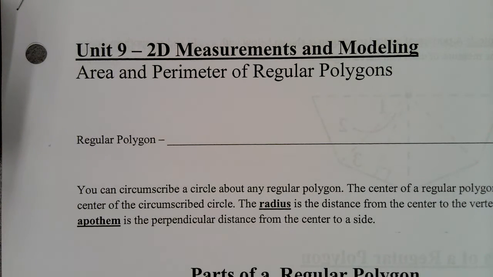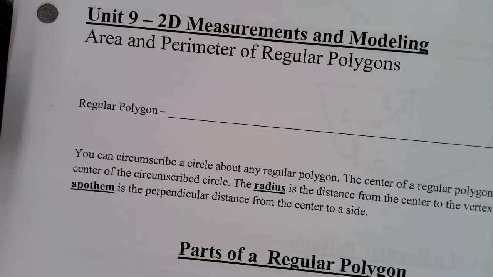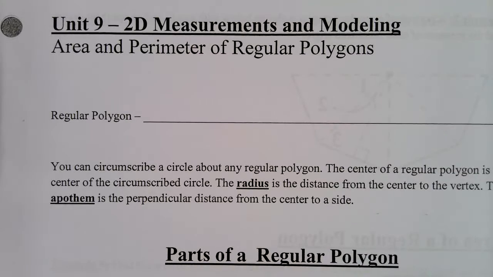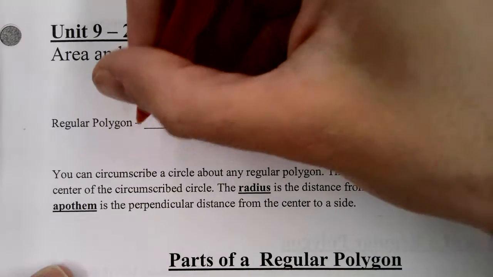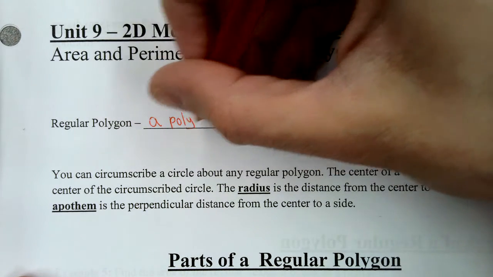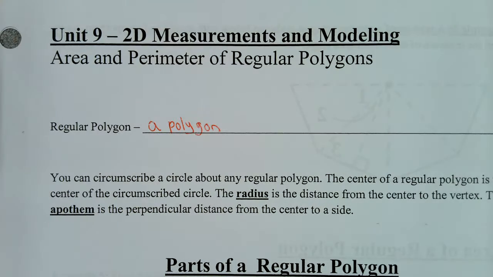All right, the next lesson in geometry is called area and perimeter of regular polygons. So let's start with the definition of a regular polygon. A regular polygon is a polygon with all sides equal and all angles equal. Remember, a polygon is any closed shape with no curves.